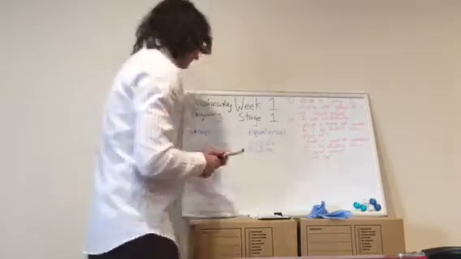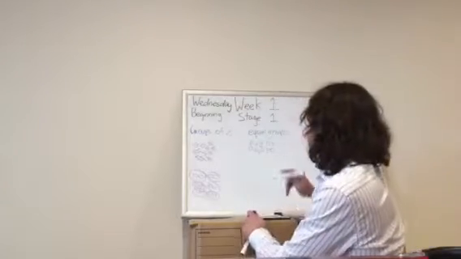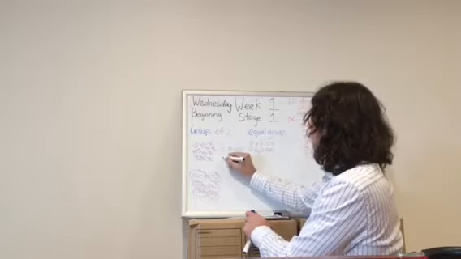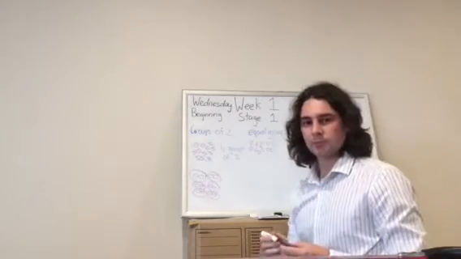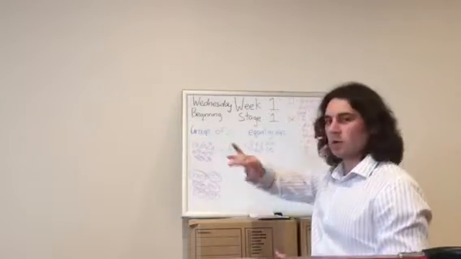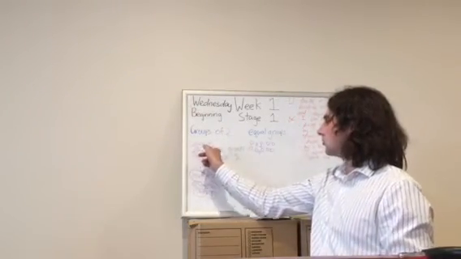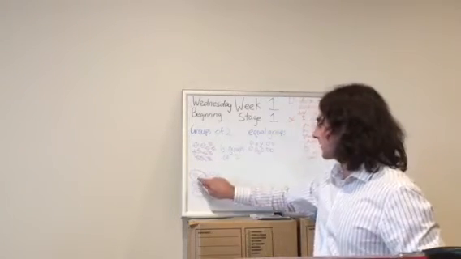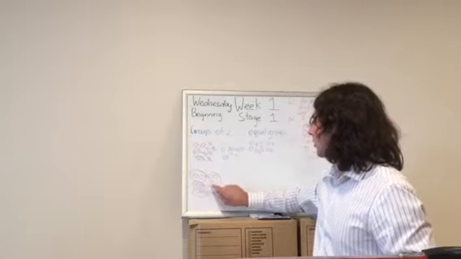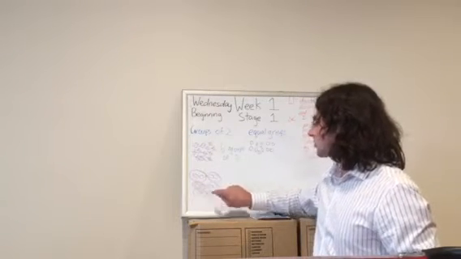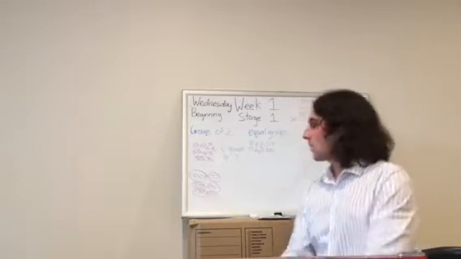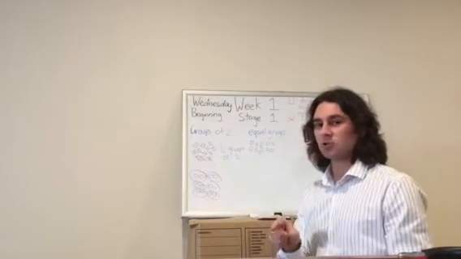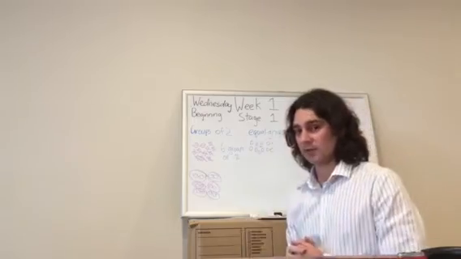So I have 6 groups of 2. Does that make sense? I had 12 counters. I've now put them into 6 groups. 1, 2, 3, 4, 5, 6, of 2 counters each. See how there's 1, 2 in each group. So when I ask for groups of 2 or 3 or 4, I can only make each group have 4 counters, 3 counters, or 2 counters.